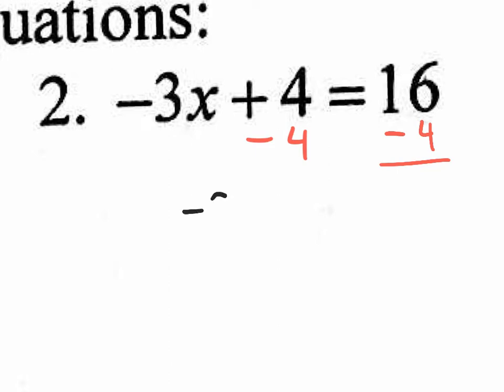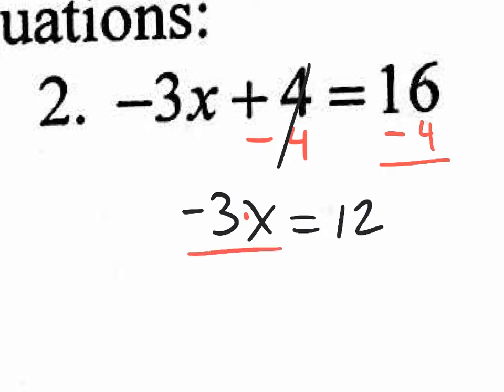I now have a negative 3x equals, because that ended up being 0, equals 16 take away 4 is 12. And again, I recognize that right here I have a negative 3 times x. So to get rid of the multiplication of negative 3, I need to do what? Divide by what? 3. If I divide just by 3, negative 3.